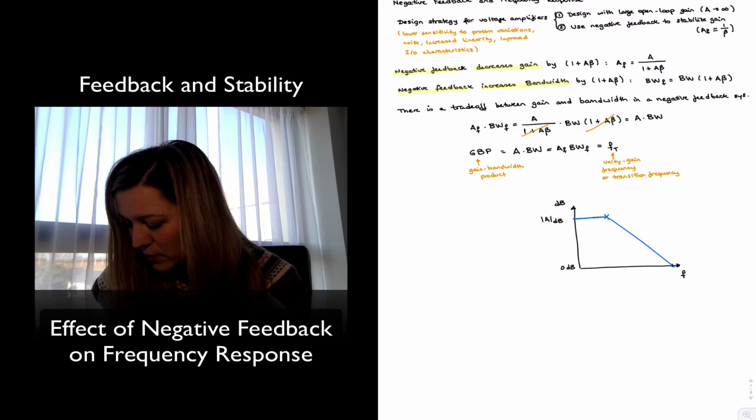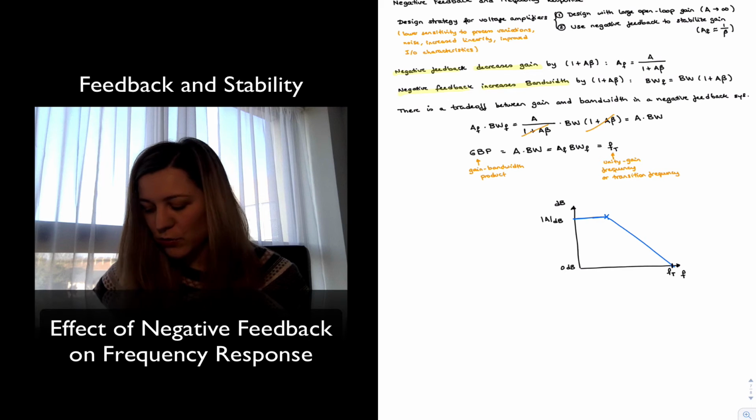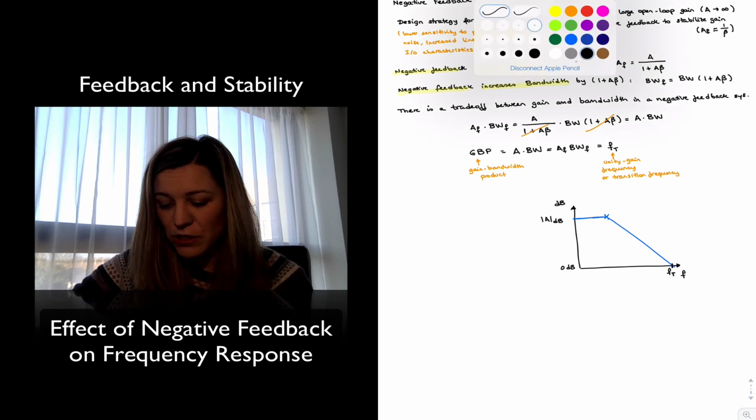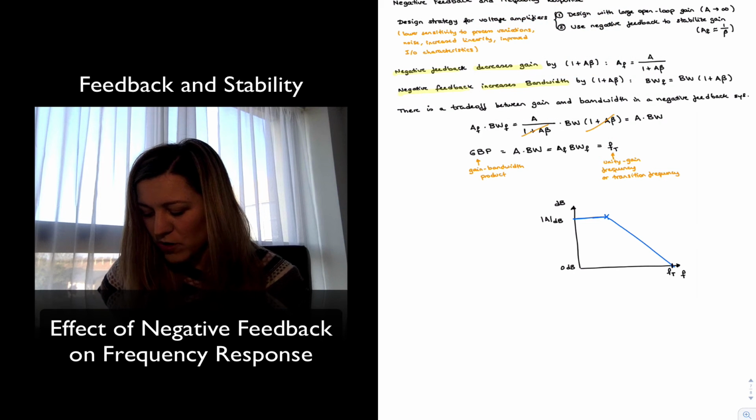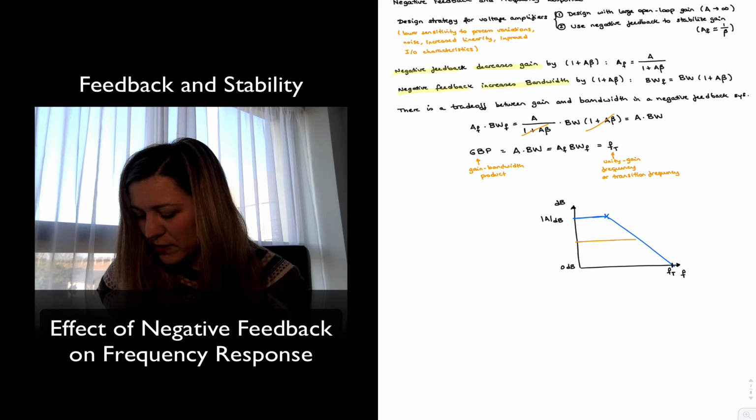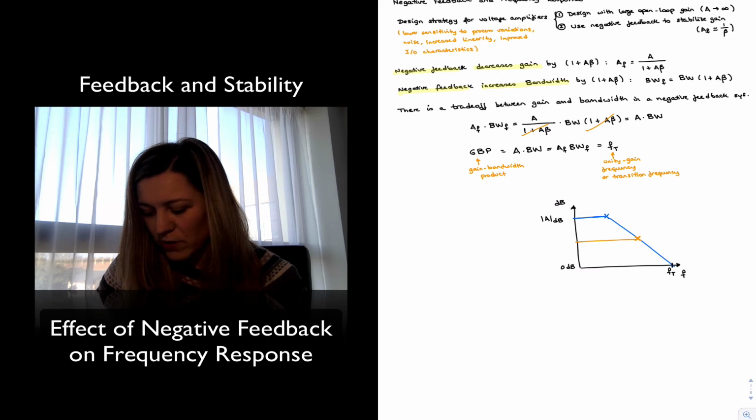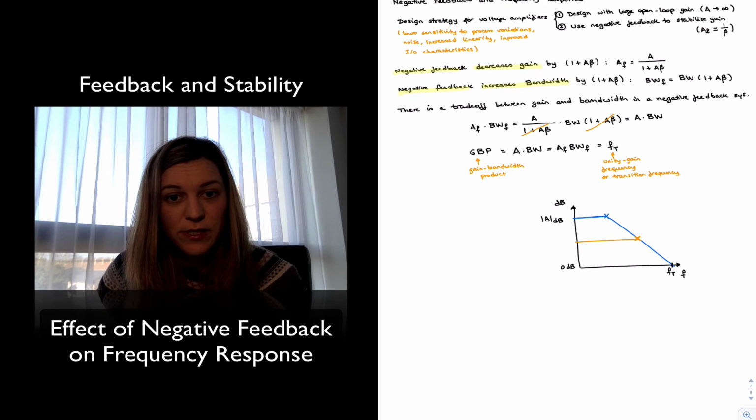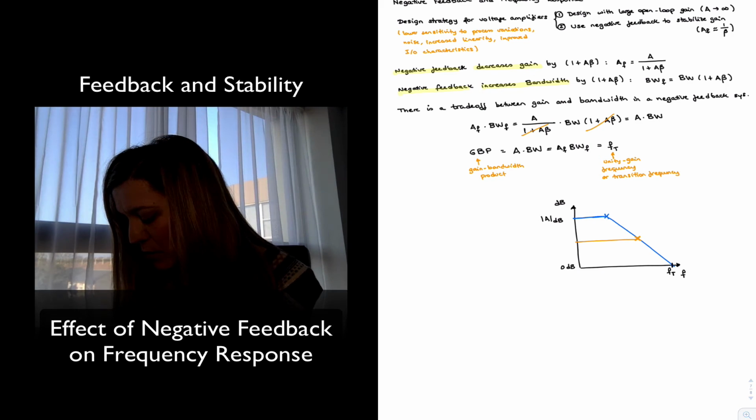I'll put that in black just because that's my transition frequency. And basically, when I am applying negative feedback, what I'm essentially doing to my magnitude response is I'm decreasing my gain in the pass band, in the midband region of the amplifier, but I'm extending my bandwidth. So in essence, what I'm doing is I'm shifting my pole, right, from a lower frequency to a higher frequency, so that my gain is lower. And then for frequencies beyond that, it's pretty much the same slope.